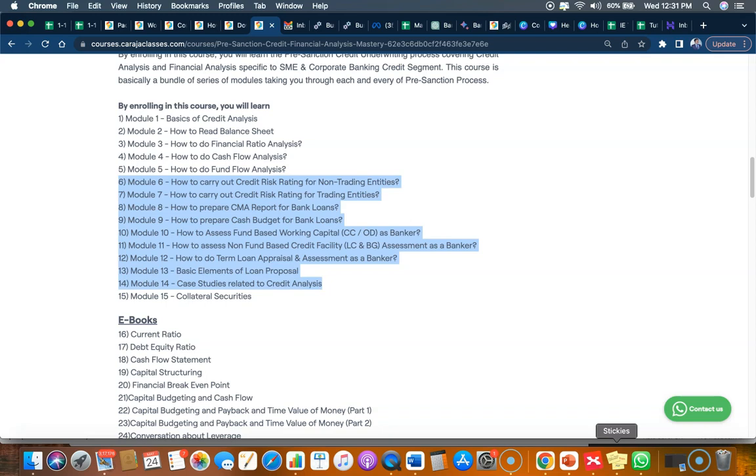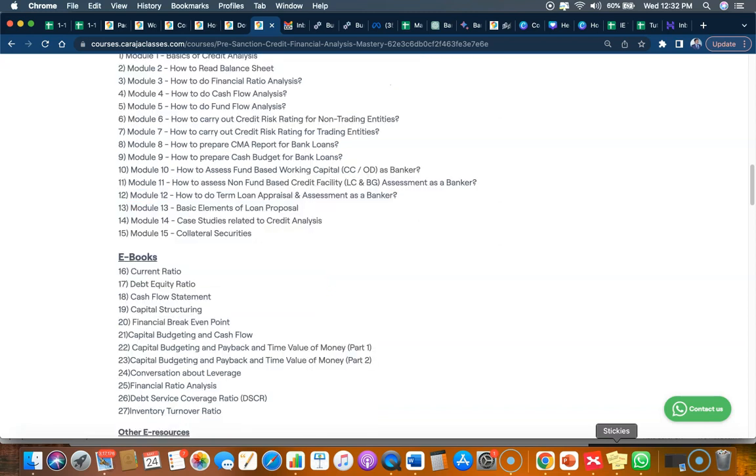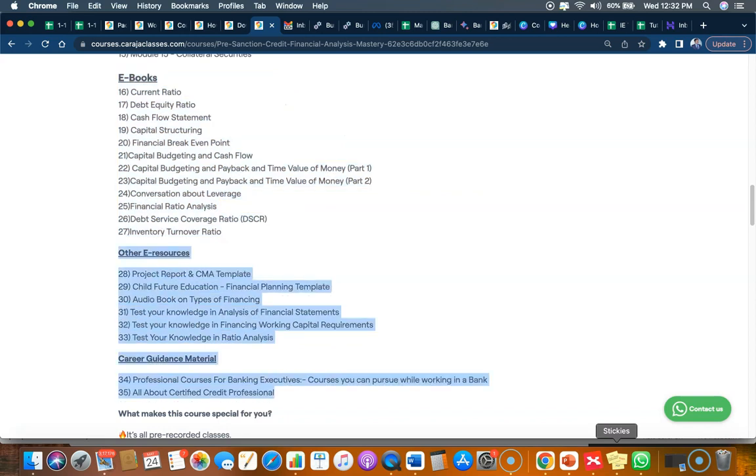We have also included case studies related to credit analysis, and there is also a dedicated module on collateral securities. Additionally, your team will also have access to ebooks, various e-resources, and career guidance material to support their learning.